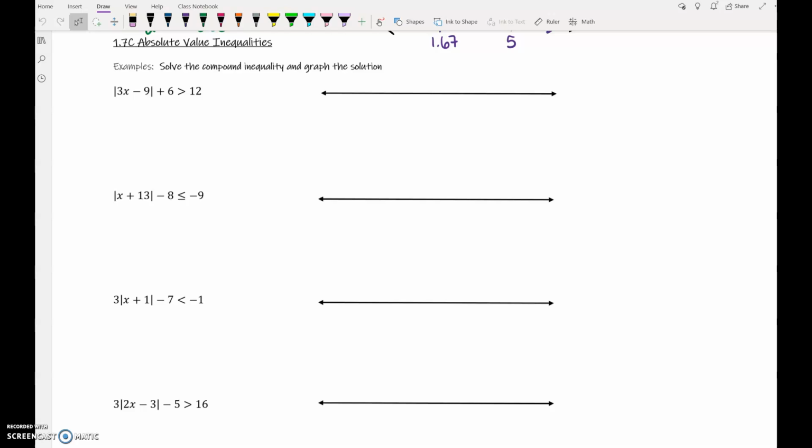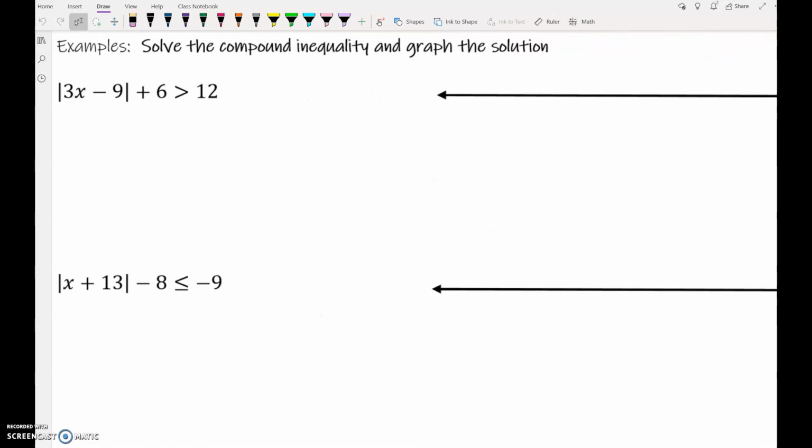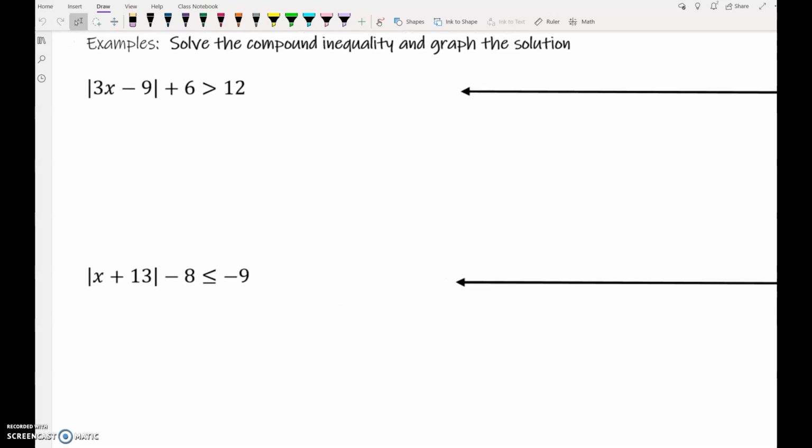Today we're doing a quick review of inequalities, and we're also going a little bit further. So we have the absolute value of 3x minus 9 plus 6 is greater than 12. Before we set this up and try to solve it, we need to think about getting the absolute value by itself first. Your first step is going to be to isolate the absolute value.